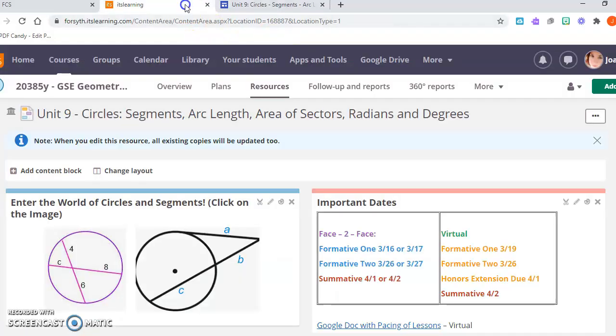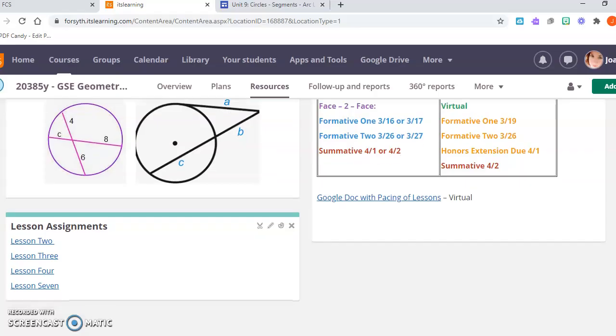So let's go back to Its Learning. And you can see right here below, it says lesson assignments 2, 3, 4. This is where you will submit your work from your packet as one PDF. And we've practiced doing that.